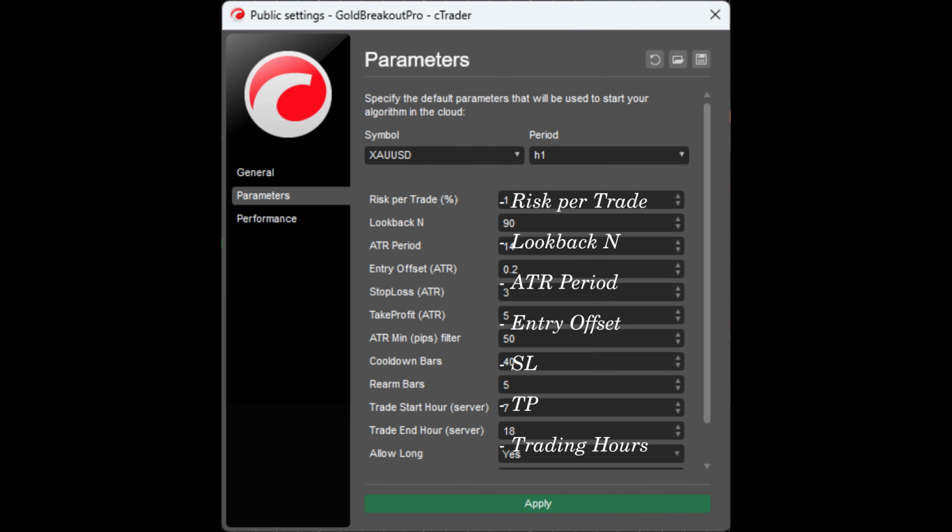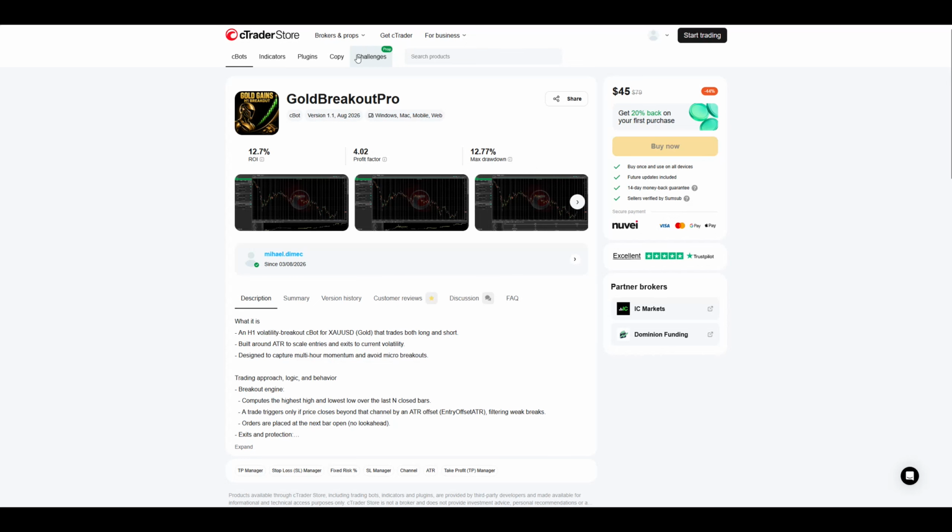As with any automated trading system, I recommend testing the bot on a demo account before using real money.